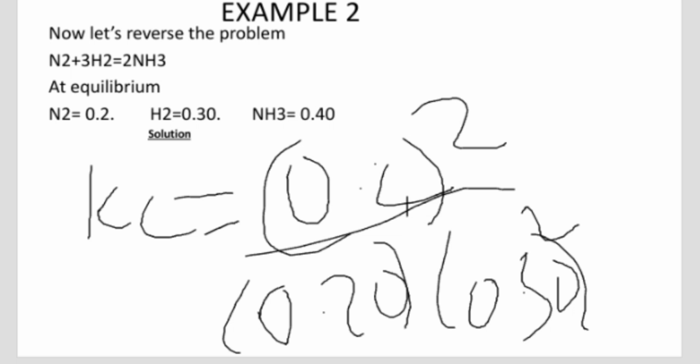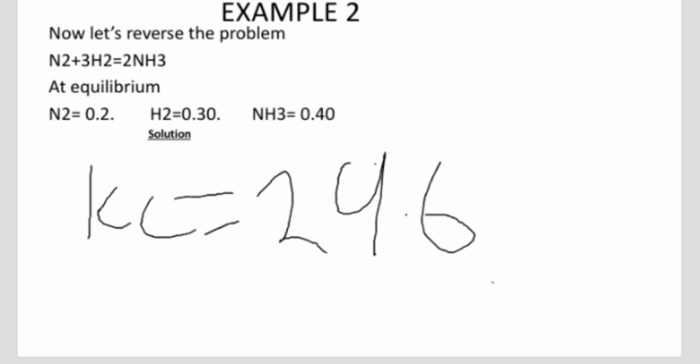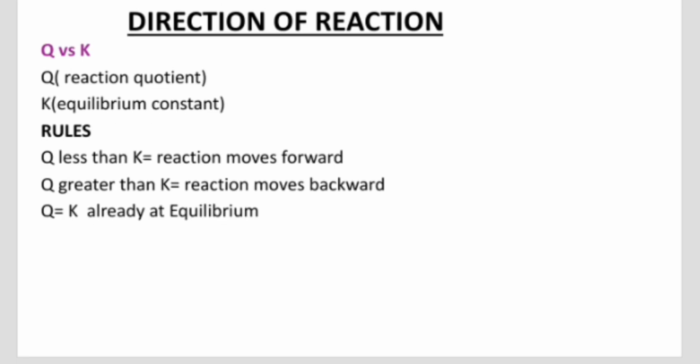So here no IC table was needed because equilibrium concentrations were already given. Let's look at another thing, which is direction of reaction. Now this is where many students usually lose easy marks. So to predict the direction, we compare Q and K. That is why I've written Q versus K.